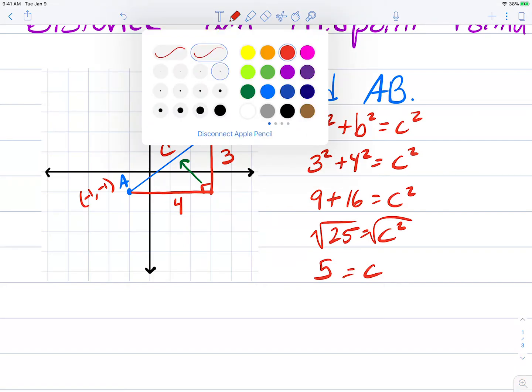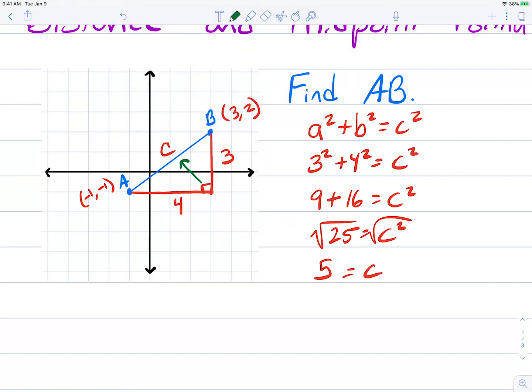Now, we're not always going to have a graph. And oftentimes there are not going to be whole numbers, and it won't be a pretty, nice number. So there's got to be another way we can figure out the length between 2 points. So let's look at where this came from.